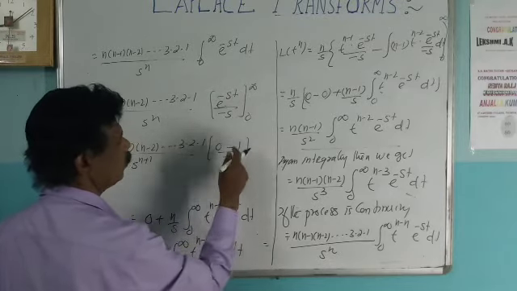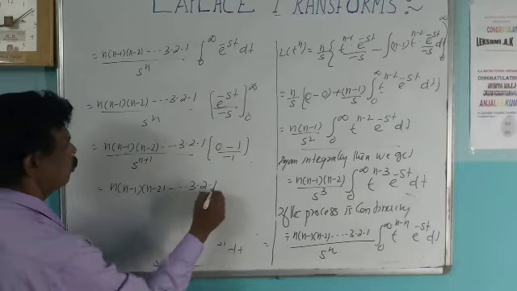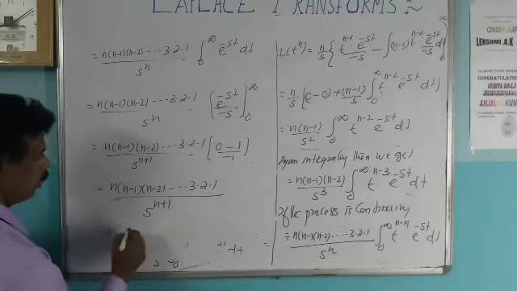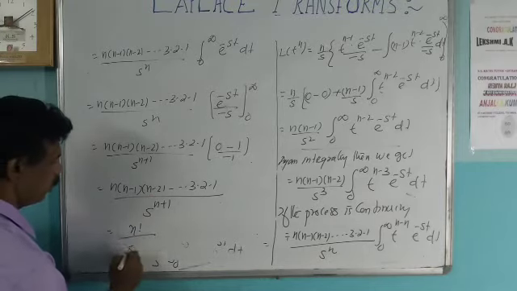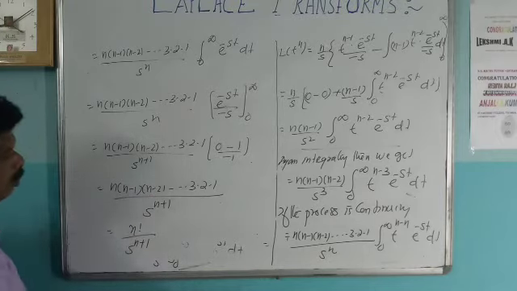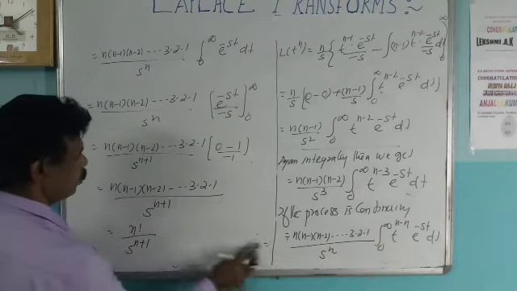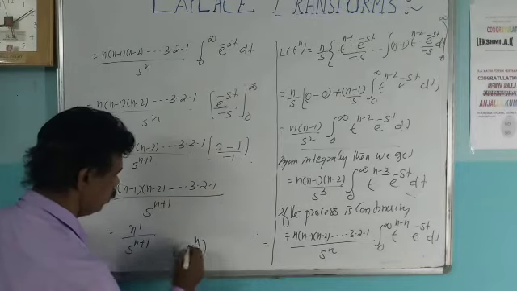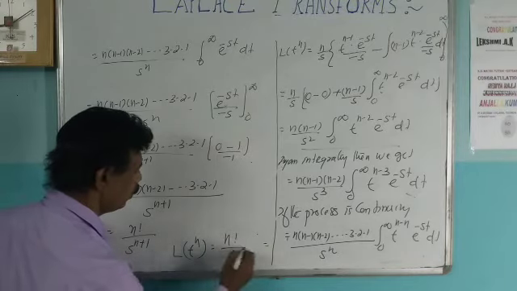This minus and minus cancel, then we get plus. So this final result equal to n into n minus 1, n minus 2, etc., 3 into 2 into 1 divided by s raised to n plus 1. This is equal to n factorial divided by s raised to n plus 1. Okay, so we can write Laplace of t raised to n equal to n factorial divided by s raised to n plus 1.